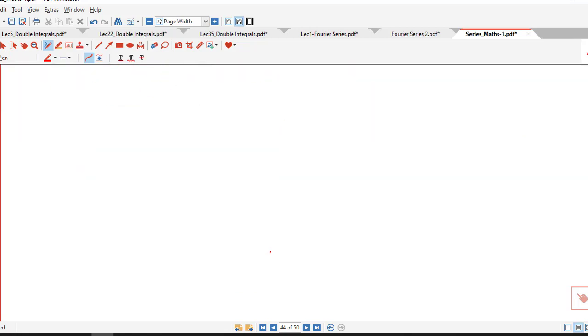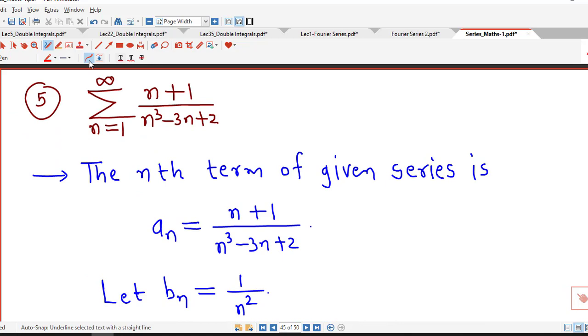And now we consider the last problem. This is simple. Here our series is sigma (n plus 1) over (n cube minus 3n plus 2). So here an is a division of polynomials in n. We select bn as follows: in the numerator the highest power of n is 1, and in the denominator the highest power of n is 3. So from this we get the idea that we consider bn equal to 1 by n square.